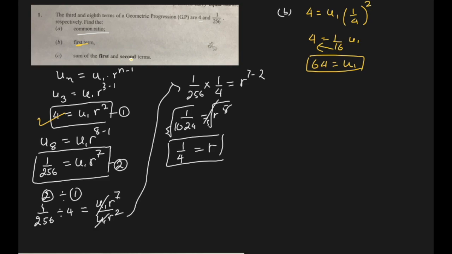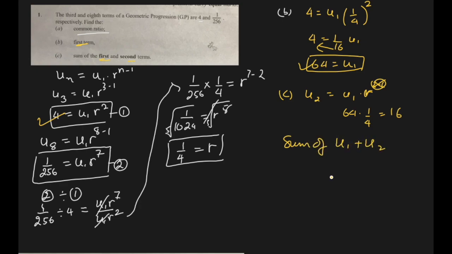Now C, sum of the first and second terms. The first term is known to us. Let's find the second term. The second term will be U1 times r. Yes, 2 minus 1 is 1, so I'm not writing that, just r is enough. So 64 times 1 over 4, which is 16. The sum of the first and second terms, U1 plus U2, will be 64 as the first term, 16 as the second term. The answer will be 80.